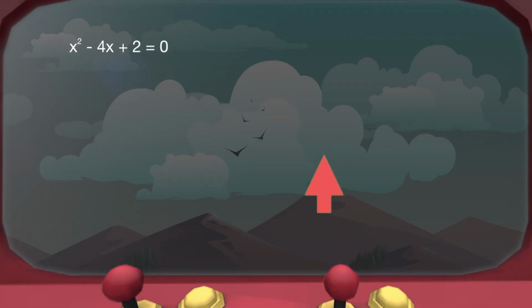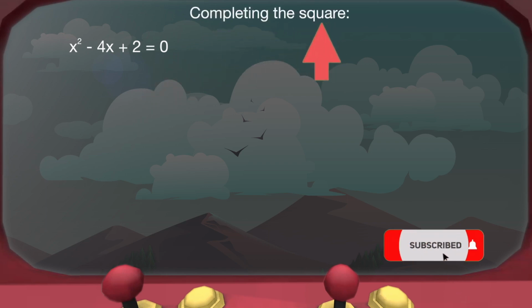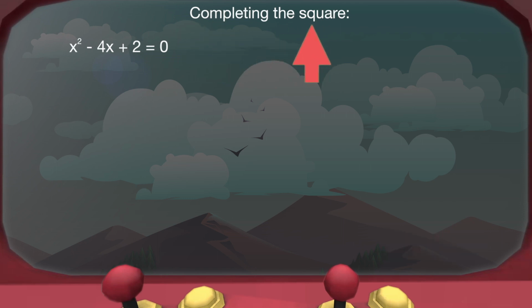In today's lesson, we are going to solve for x in this quadratic equation by making use of another method called completing the square. Now, completing the square has very important rules for us to remember, and I will point them out as we go along. So, here we go. Here is a quadratic equation and it's x squared minus 4x plus 2 equals 0.